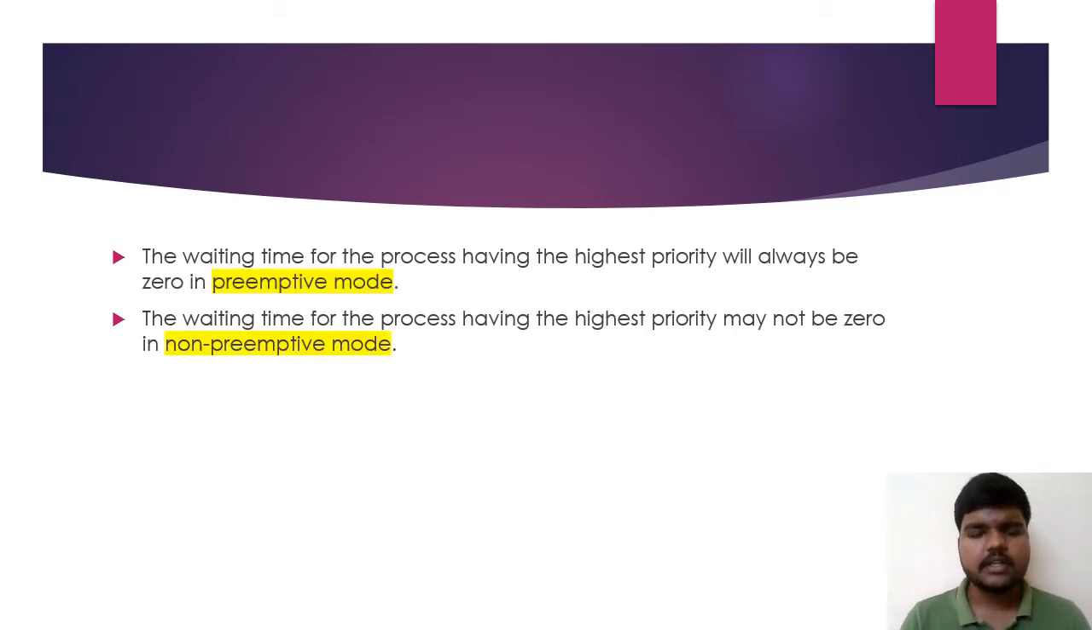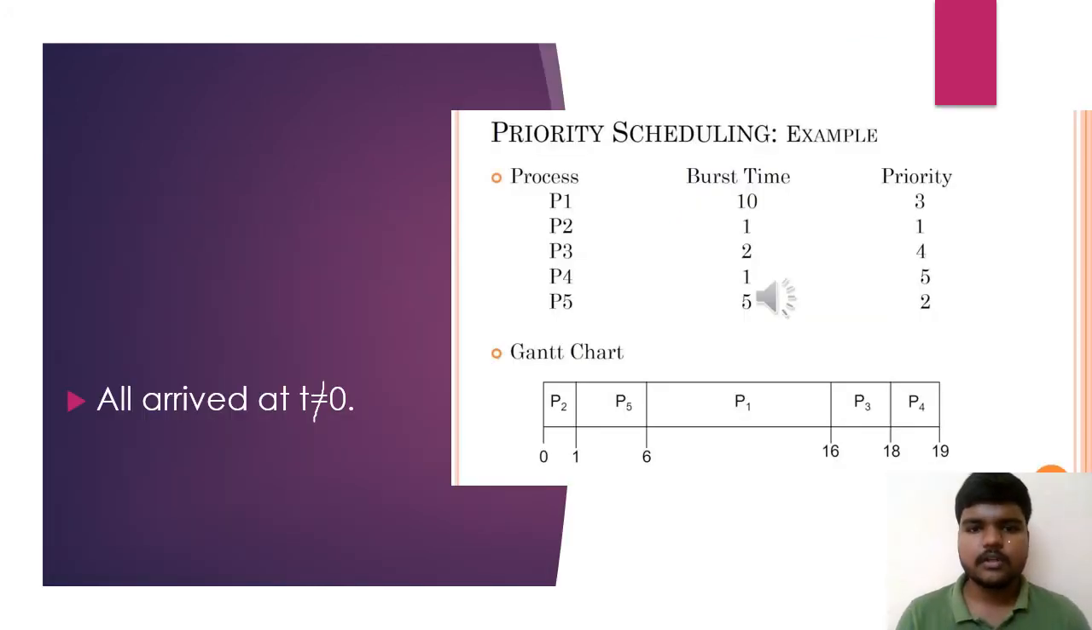As I said, there can be two modes, preemptive and non-preemptive. The waiting time of the process having the highest priority will always be 0 in the preemptive mode, whereas it may not be 0 in the non-preemptive mode. Now let's look into the example.